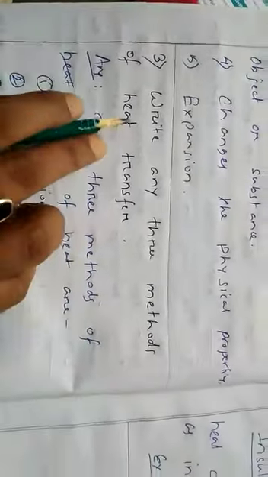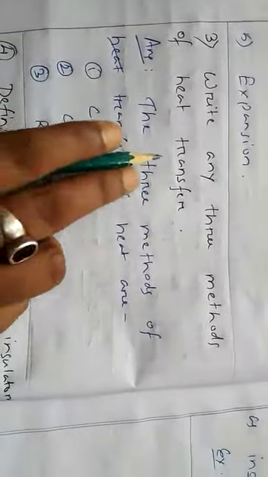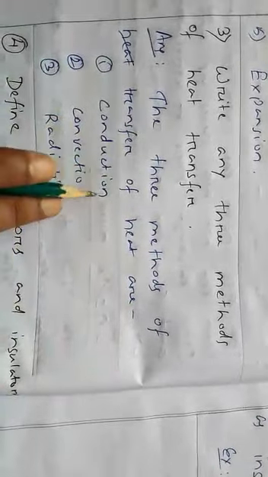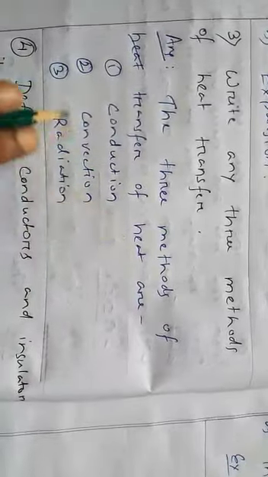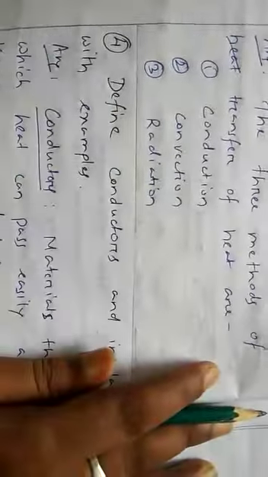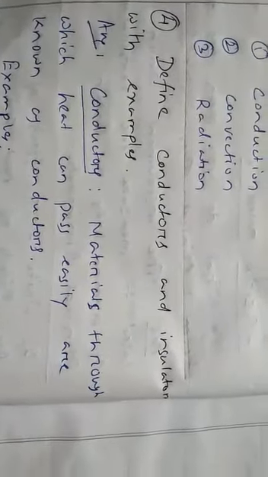Now come to question number 3. Write any 3 methods of heat transfer. It's a very important question. The 3 methods of transfer of heat, we have already discussed and you have learned in your chapter. One is conduction, one is convection, and one is radiation. This question is very important. Number 4. Define conductors and insulators. Very important question.